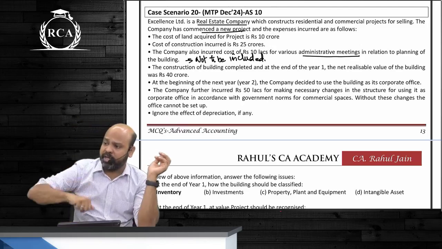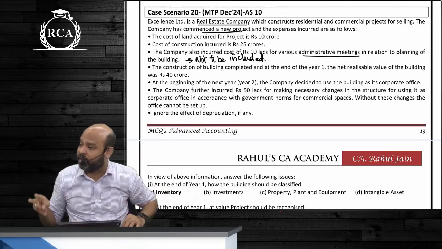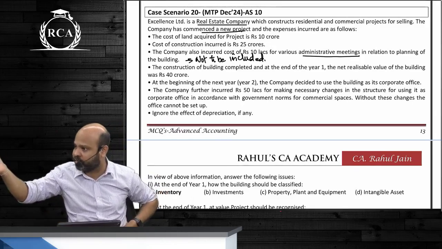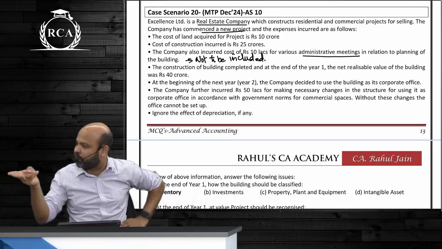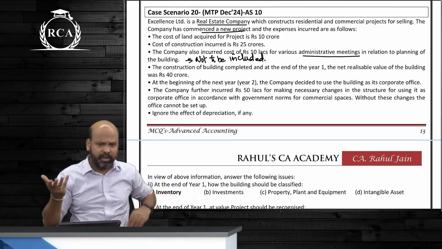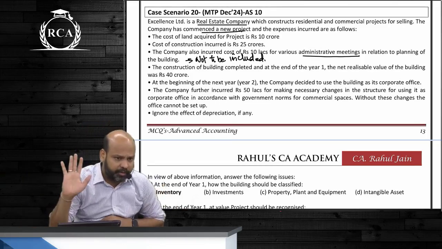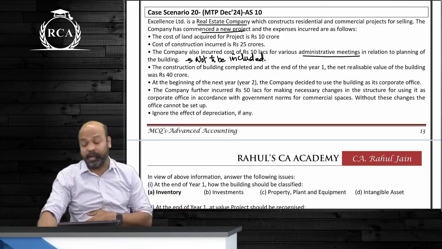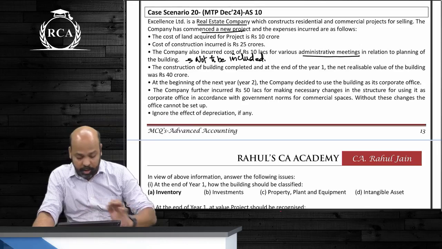Even under AS 10, we have a provision, guys, that an item of inventory can be reclassified as an item of property, plant and equipment. Even under taxes, we have those provisions, guys, that a capital asset can be reclassified as an item of inventory. Are we clear? So for the first year, it is an item of inventory, but for the second year, it will become an item of property, plant and equipment.